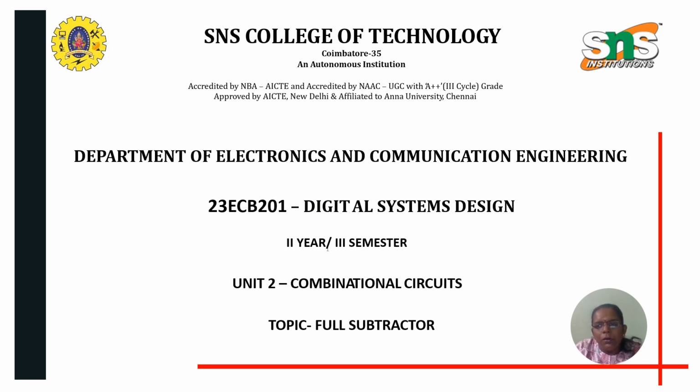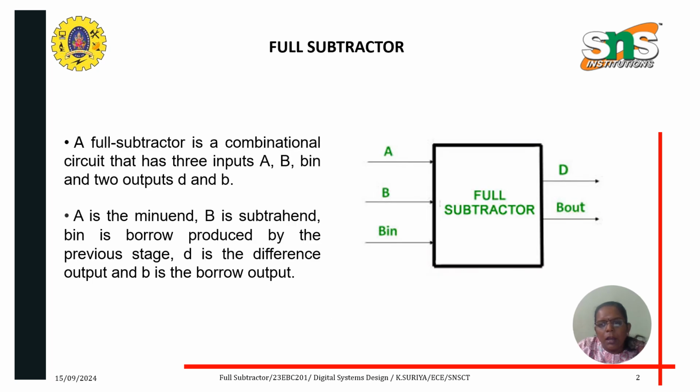So in this video, let us see about full subtractor. A full subtractor is a combinational circuit that has three inputs A, B and borrow in and two outputs D and B out, which is difference and borrow. A is the minuend, B is the subtrahend and B in is the borrow produced by the previous stage. D is the difference output and B out is the borrow output.